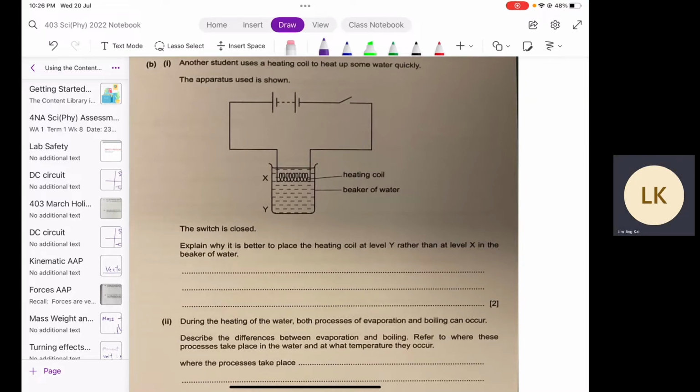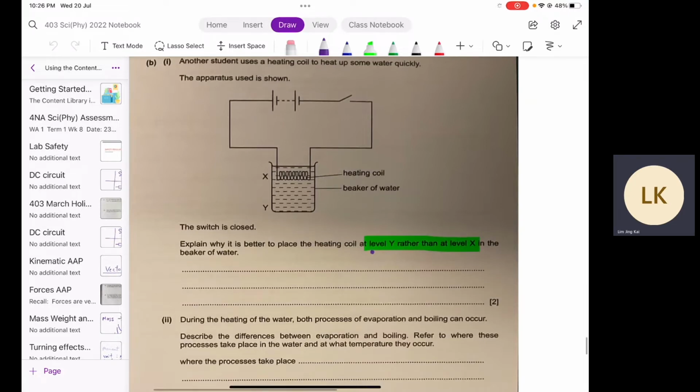Okay, in this question, they asked you about the position of the heating coil. Where should it be? If you look at the question very carefully, you notice that they are sort of giving you a choice to put the heater in a position. But this is actually a question where they guided you and tell you that you must put it at level Y.